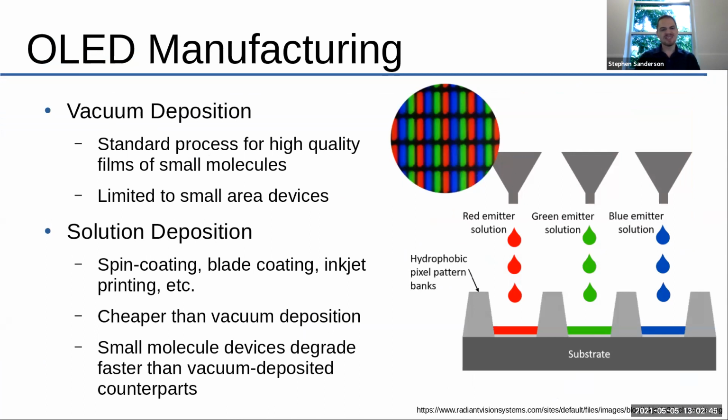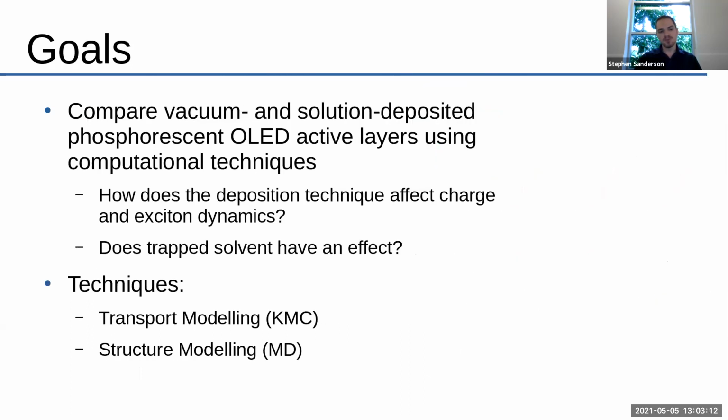At the moment, the standard process for making high quality small molecule OLED films is vacuum deposition. But solution deposition offers a number of advantages in that we can make larger area devices and get higher yields. But there is the problem that if you make a small molecule device with solution processing techniques, it tends to degrade faster than its vacuum deposited counterpart. So the goal of this work has been to try to understand why that's the case.